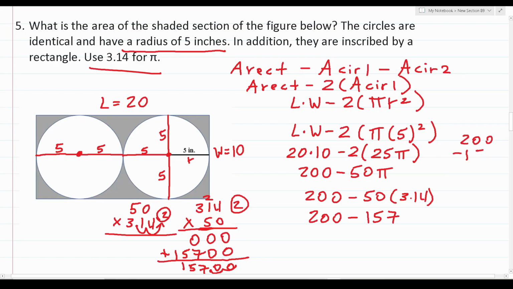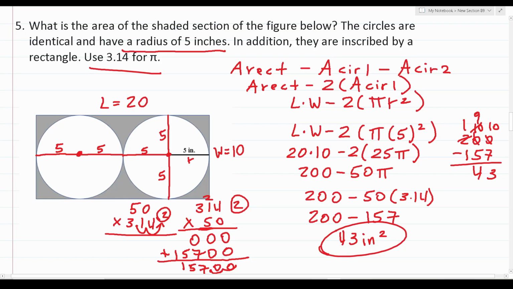Now all we have to do is work this out. We have 200 minus 157. We start by saying 0 minus 7, which we can't do, so we're going to have to borrow from the left. Can't borrow from 0, so we're going to have to borrow from this 2. This will become 1. This will become 10. Borrow one more time. This becomes 9. This becomes 10. 10 minus 7 is 3. 9 minus 5 is 4, and 1 minus 1 is nothing. So the area of the shaded region in this case is 43 square inches. All right, so that's that one.